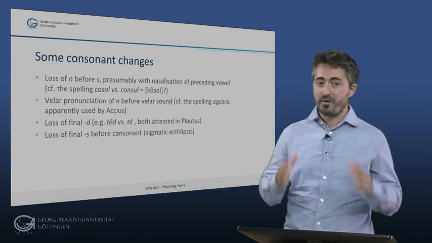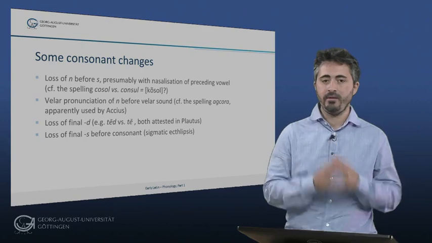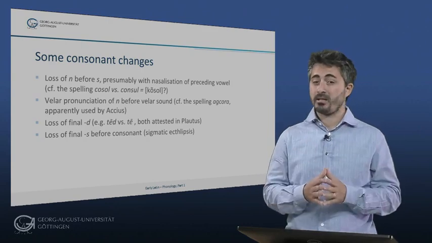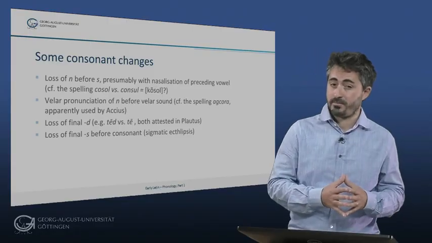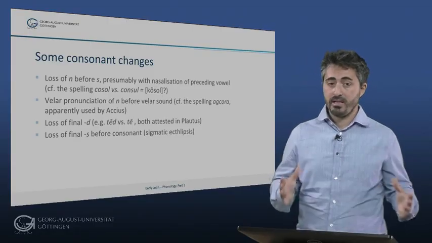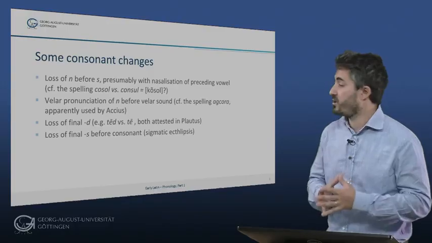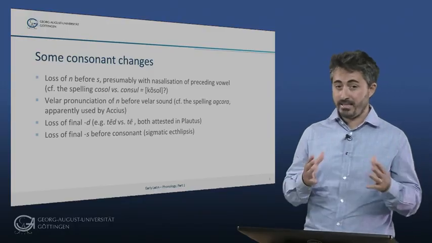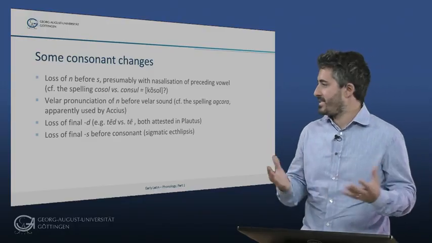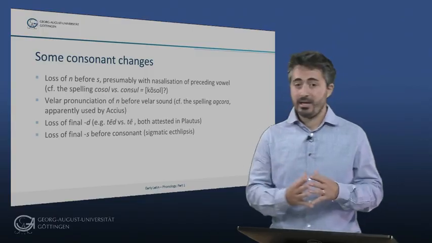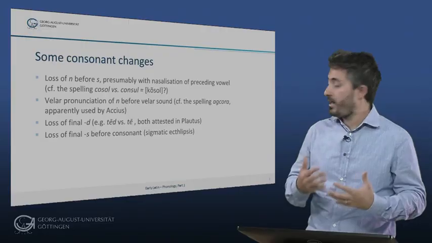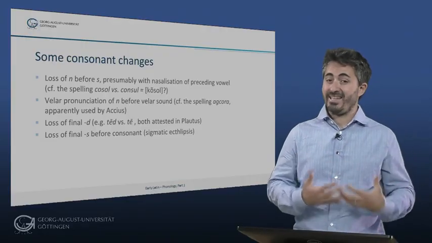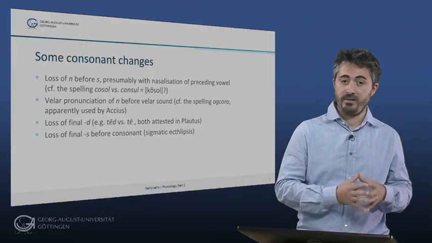As in most languages, in early Latin, consonants were exposed to a vast range of phonological simplification, especially when appearing in consonant clusters. This is also reflected in some cases in the spelling. Among these, I can mention in particular the loss of the sound N before S. Consul or cosul are the standard spellings for the word consul, and this loss of N presumably resulted in the nasalization of the preceding vowel.